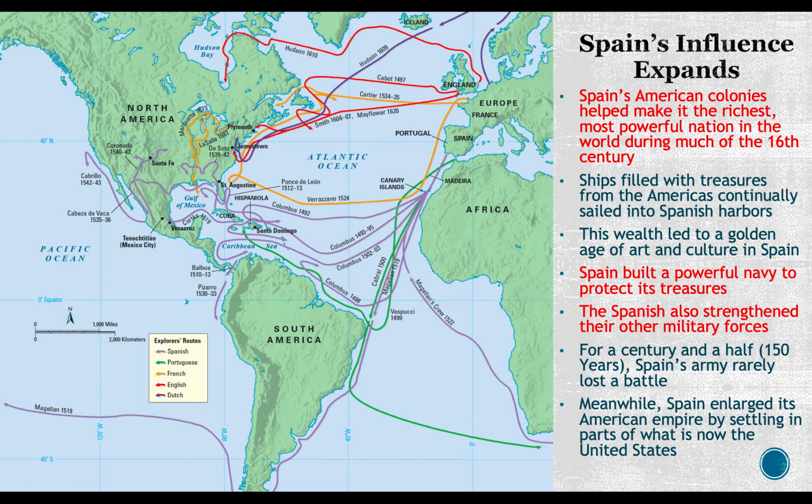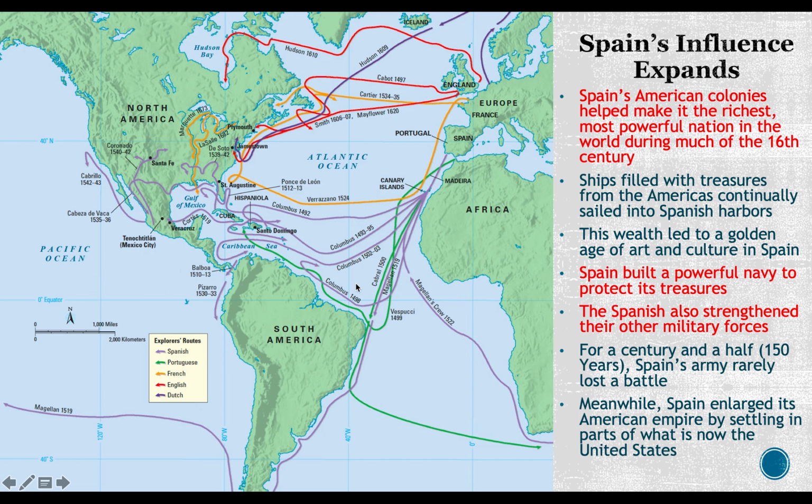Spain's influence expands. Spain's American colonies helped make it the richest, most powerful nation in the world during much of the 16th century. So some of the richest countries back then, the 1500s, Spain is going to be number one, and then probably Portugal, and then we're going to get into England. England kind of comes in a little bit later. Ships filled with treasures from the Americas continually sailed to the Spanish harbors.